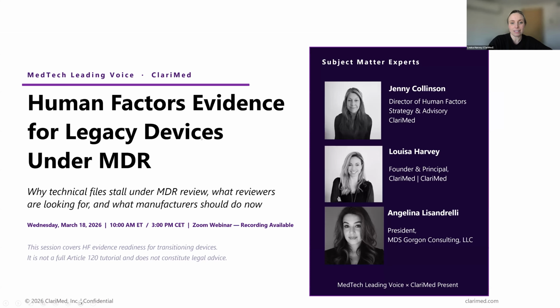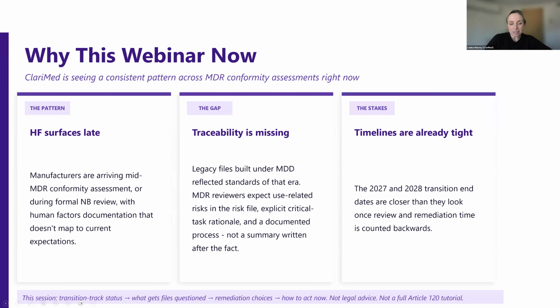So I'll just move on to the next slide. So why is this important? I touched on this a little bit earlier, but we're seeing a consistent pattern across MDR conformity assessments right now, and primarily because human factors have surfaced too late.